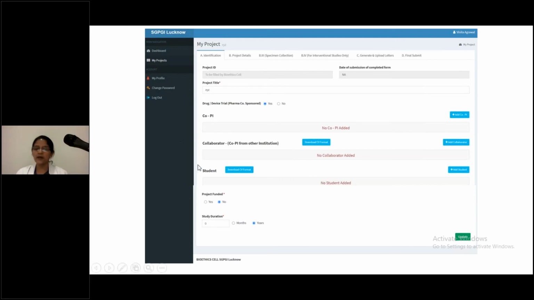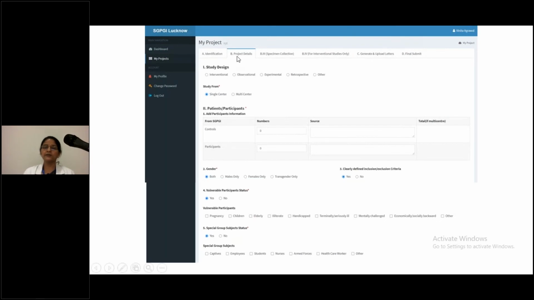And of course, you have a student ID where you add your name. So you add the student, and of course, there is a CV format which is downloadable. So download the CV format, fill it up and upload it. So that is how it works, whether it is funded or not, and what is the duration of the study. And then you keep on updating in each window.